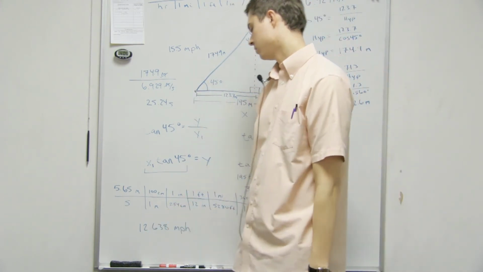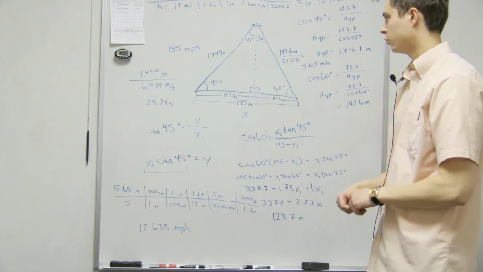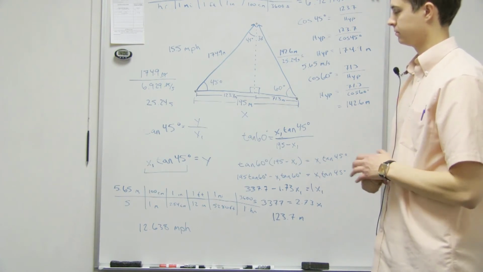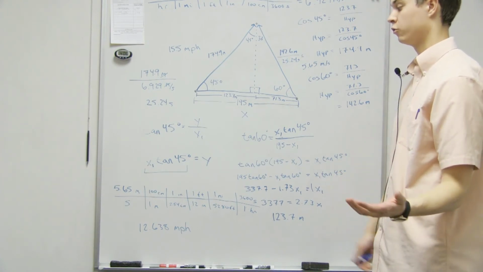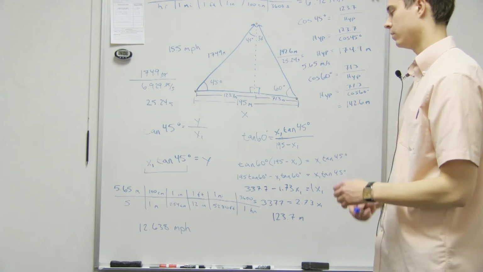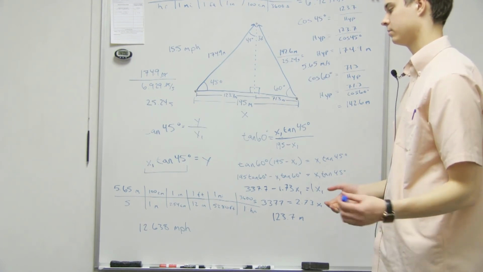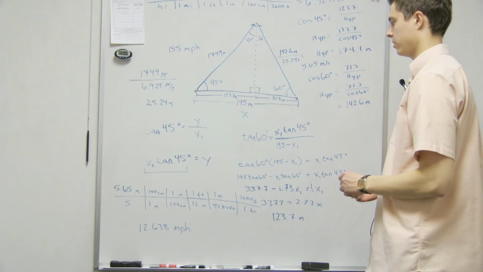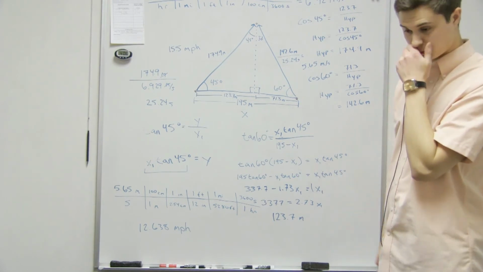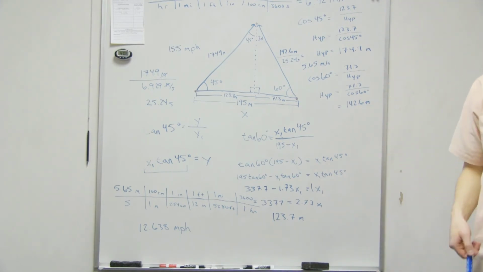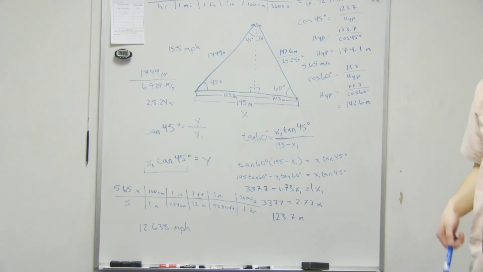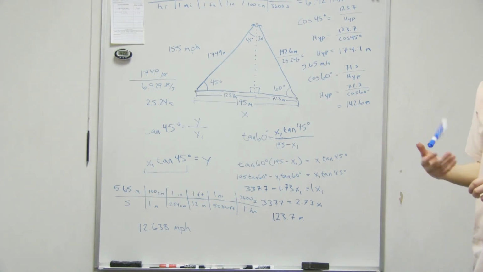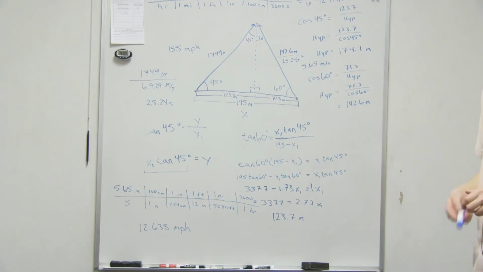So 12.638 is totally a reasonable answer. If it was something like 20 miles per hour, then we'd know we made a mistake somewhere. Or if it was something like 4 or 5 miles per hour, same thing. Okay. So yeah, 12.64.